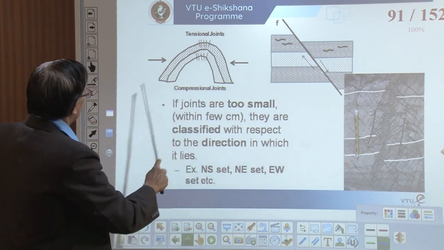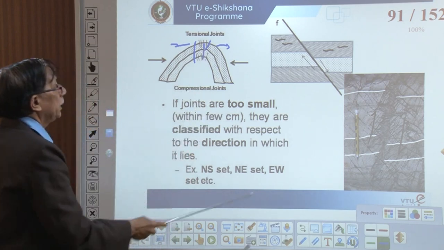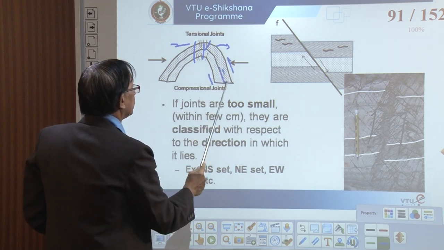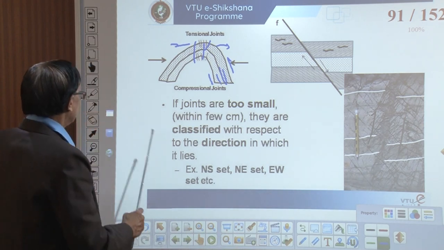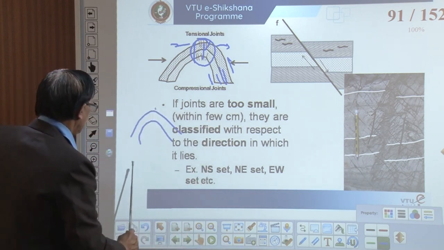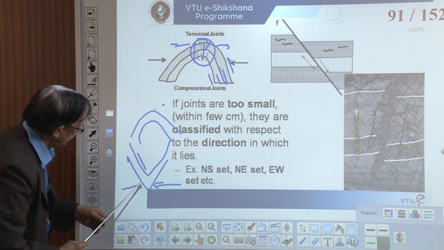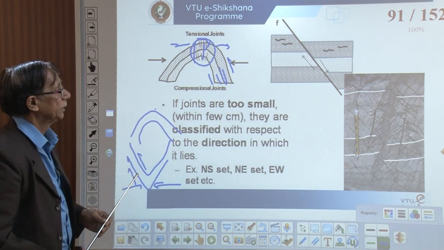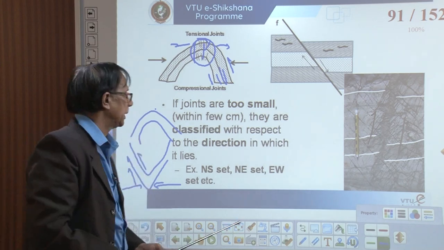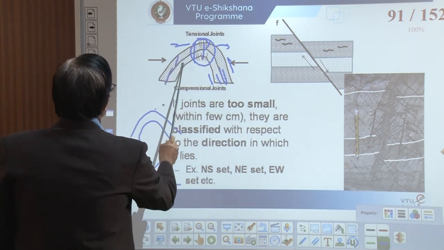When beds are folded like this, tensional forces develop here, while compressive forces may be experienced here, and then some kind of fractures result that is different. Thus tensional forces develop when beds are folded into an anticline, compressive forces when folded into a syncline, and in the limb part there is a different type of force. Depending on this, in different parts of a rock bed we have different types of joints. For example, here we have tensional joints, here compressional joints, here shear joints, etc.